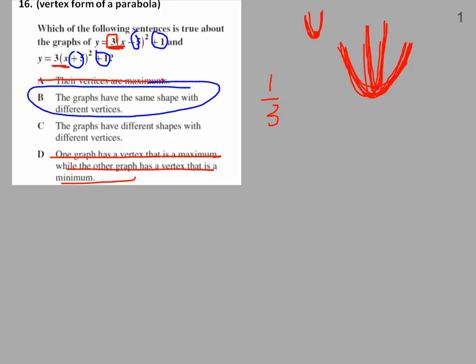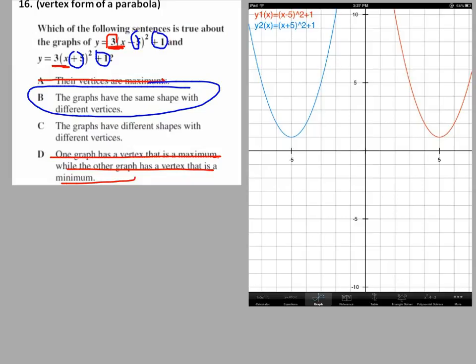Alright, so now we've graphed them and we can look at them and we can see, oh, they're the exact same shape. The only difference is that this one's over here and this one's over here, the vertices. So the graphs have the same shape with different vertices. That was really easy.